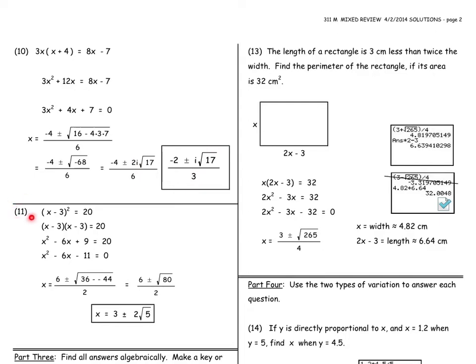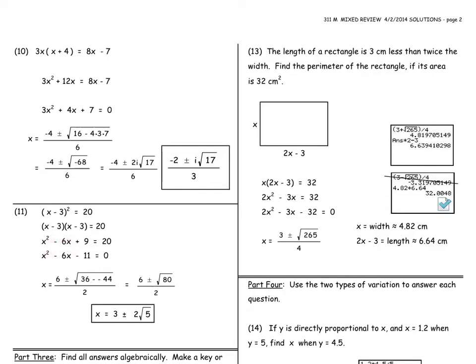In problem number 11, again, I have a parentheses, and because there's a minus in the middle, I know I have to FOIL it. So I got x squared minus 6x plus 9 from 3 times 3 equals 20. And because there's an x squared, I wanted to make it equal 0. So I subtracted 20 from both sides and got negative 11. Now I've got to be careful.